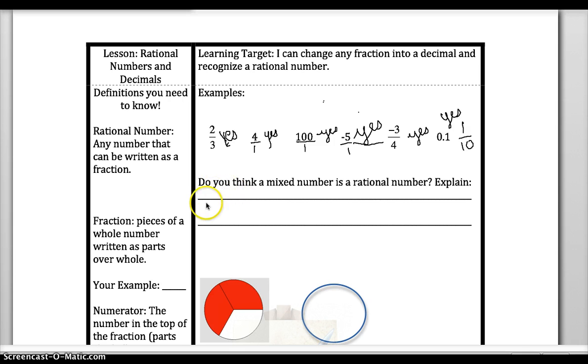Now, I'd like you to answer this question on your own. We're not going to go over it on the video. Do you think a mixed number is a rational number? Explain. Write yes or no, and then tell me why you think that a mixed number is a rational number.